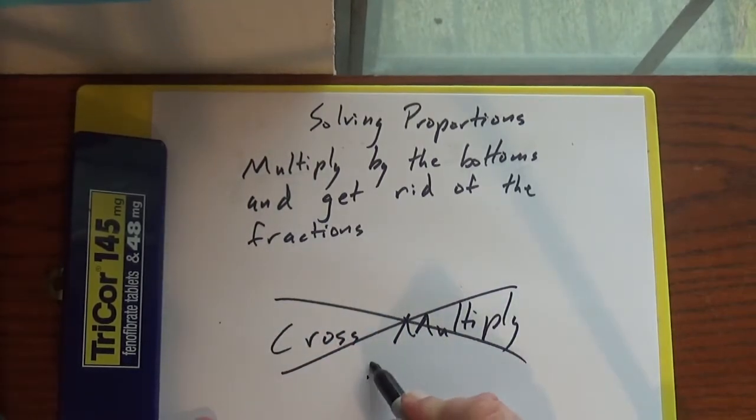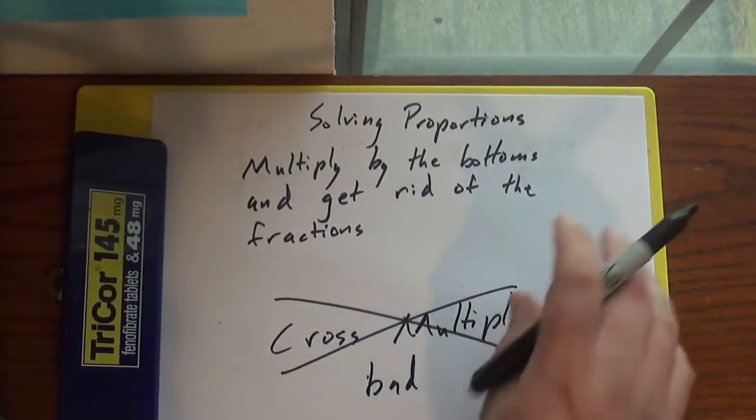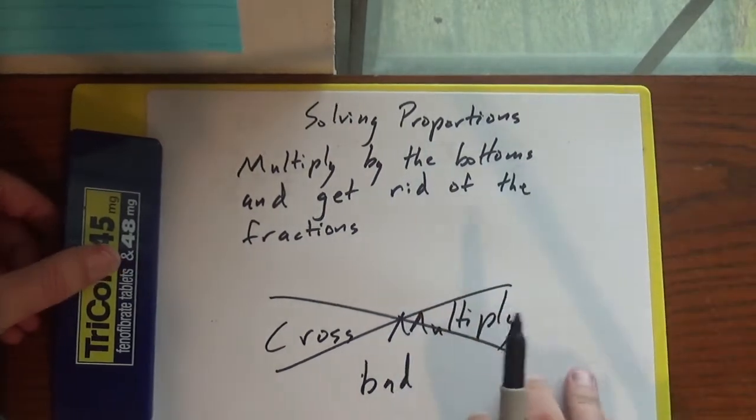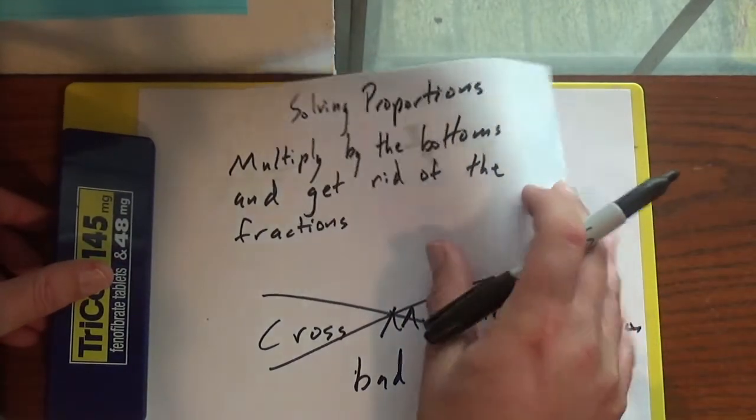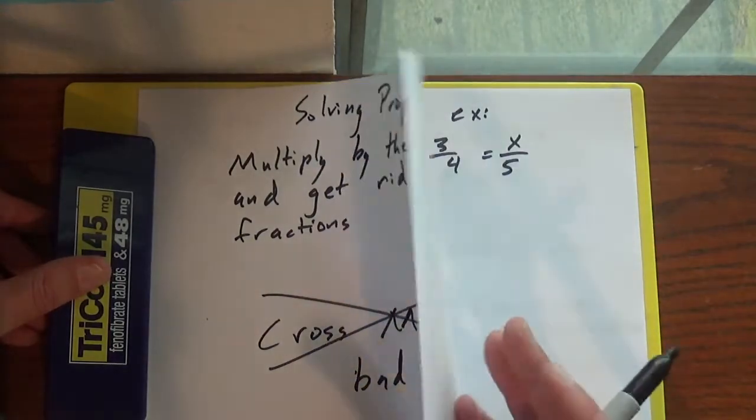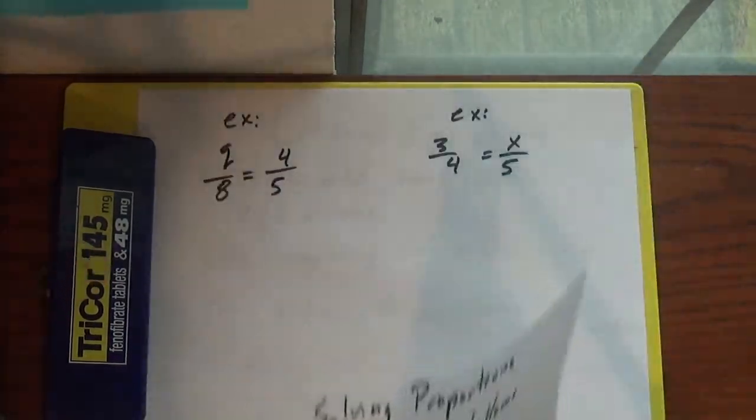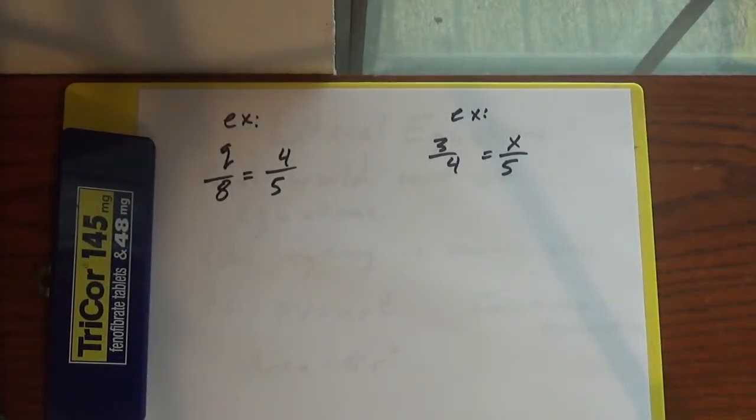I don't use this. Bad. People want to use it when it's not even reasonable to use it, so I just don't even mess with it. Now, what we're going to do is multiply by the bottoms and get rid of the fractions.